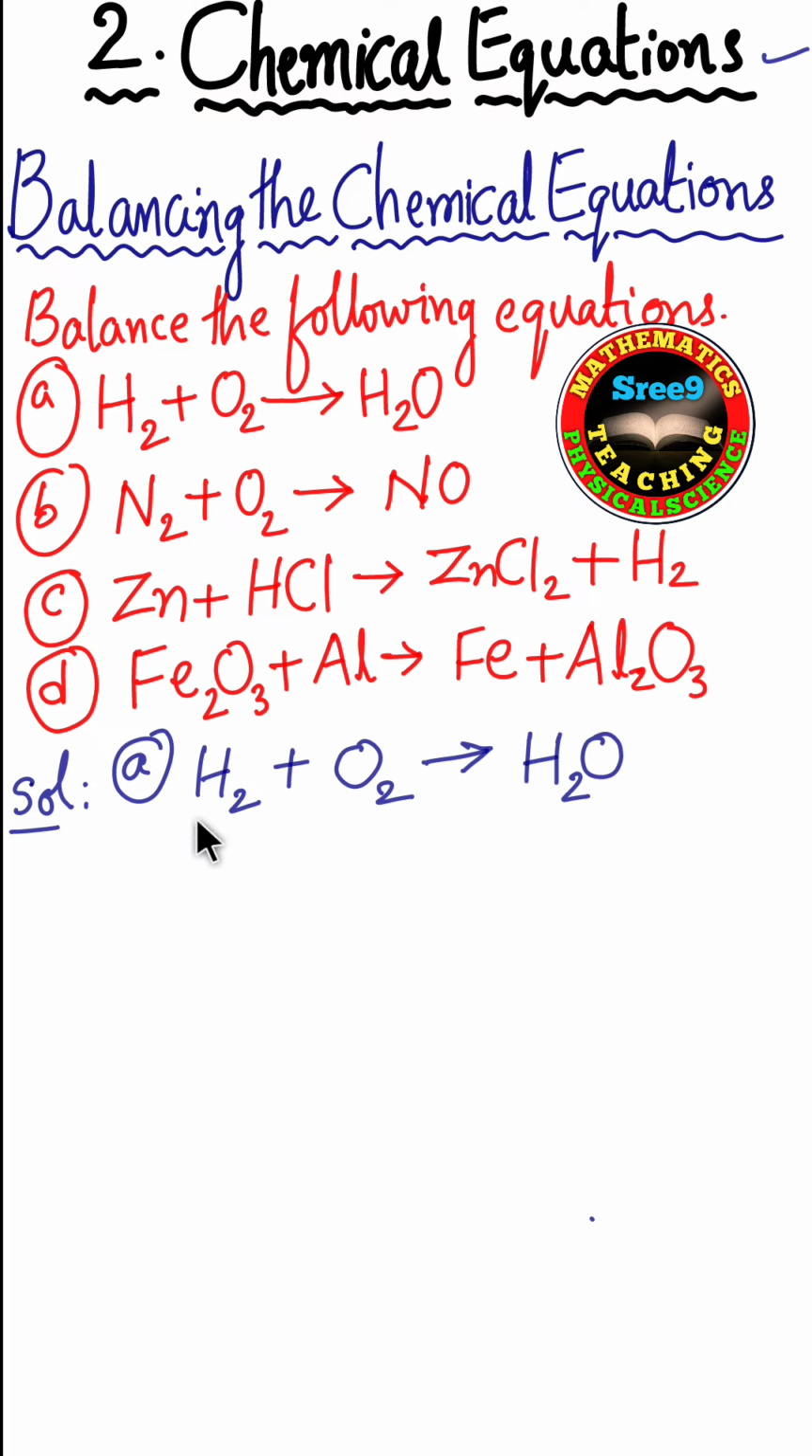Now let us see first on the left hand side. Left hand side, first see hydrogens. How many hydrogens are there here? 2. Now go to the right hand side. How many hydrogens are there? 2. So now it is tallied. But let us see the oxygens. How many oxygens are here? 2. And here how many oxygens are there? Only 1. So the number of oxygens on the left hand side is more, but on the right hand side is less.